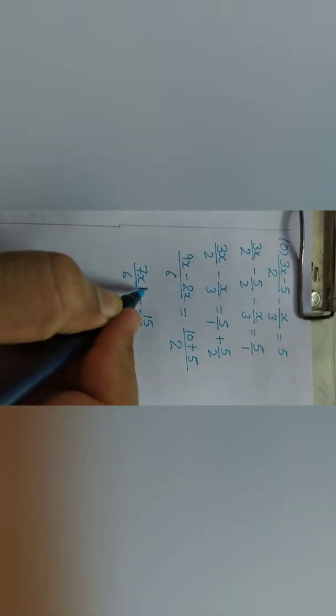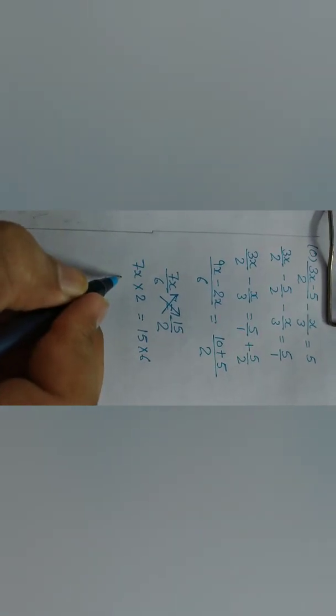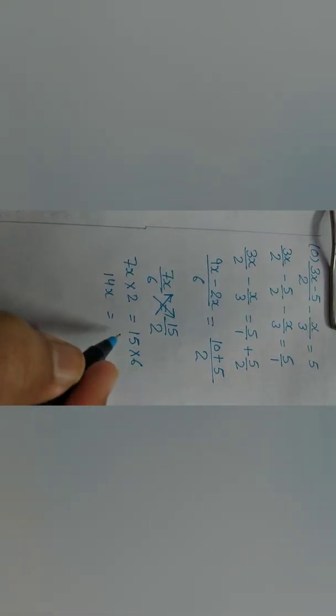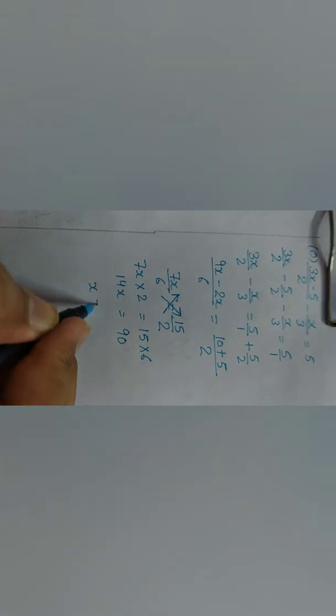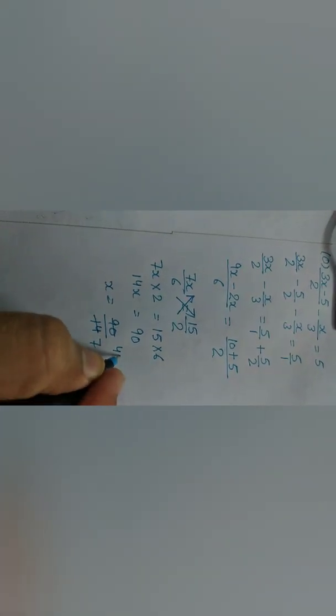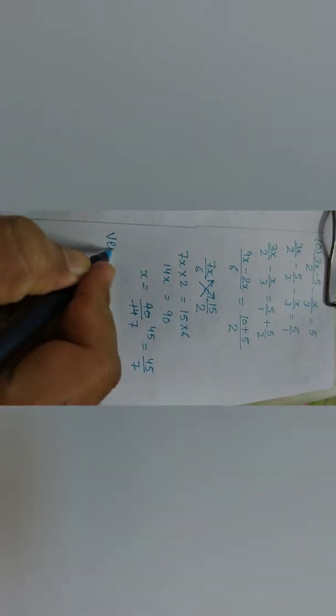Now do the cross product. Right? 7x multiplied by 2 is equivalent to 15 multiplied by 6. 7 2s are 14x equivalent to 15 6s are 90. So x is equivalent to 90 upon 14. Right? 2 7s are 14, 2 4s are 8, 2 5s are 10. So x is equivalent to 45 upon 7. Now you have found the value of x. You have solved the equation. For that, your answer is correct. You have to verify it. For this, you will do the verification.